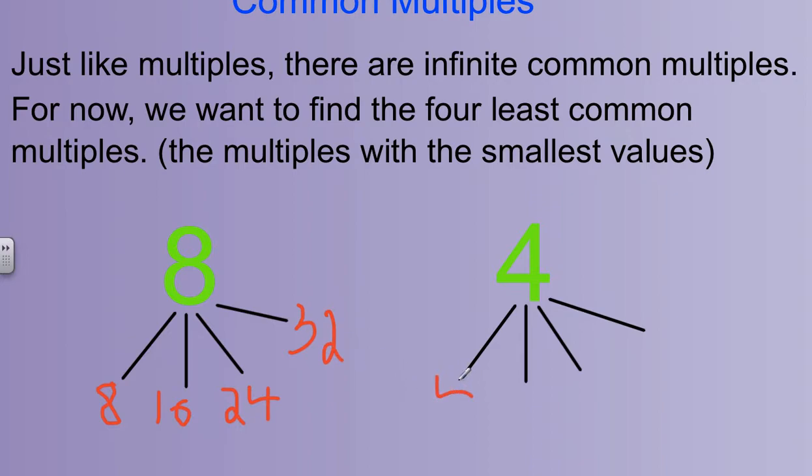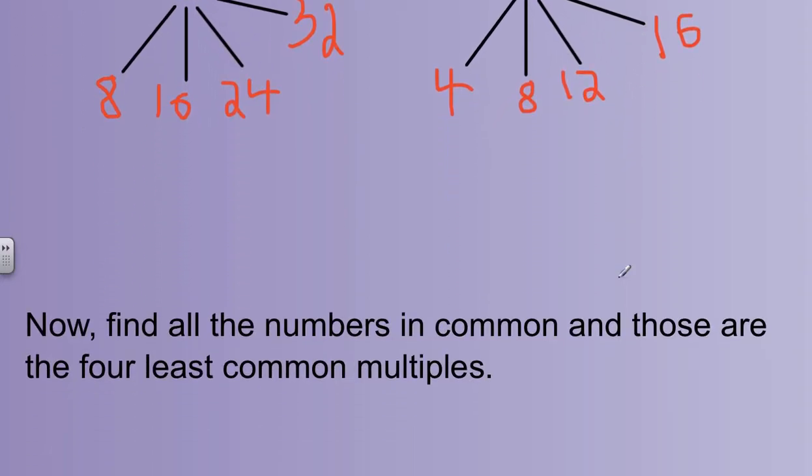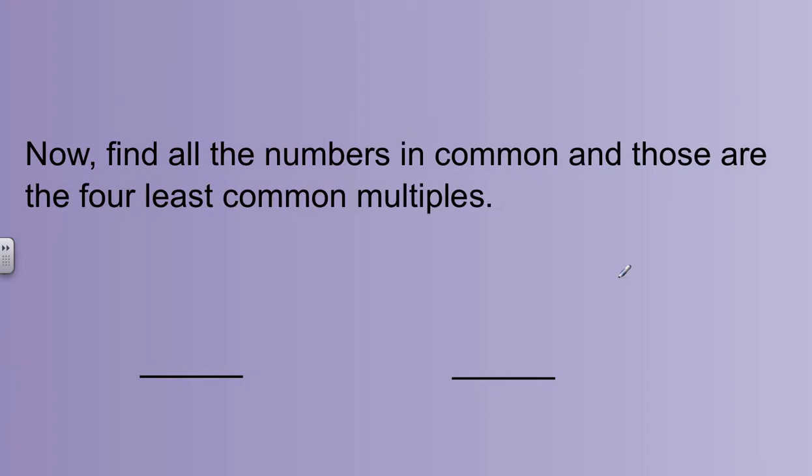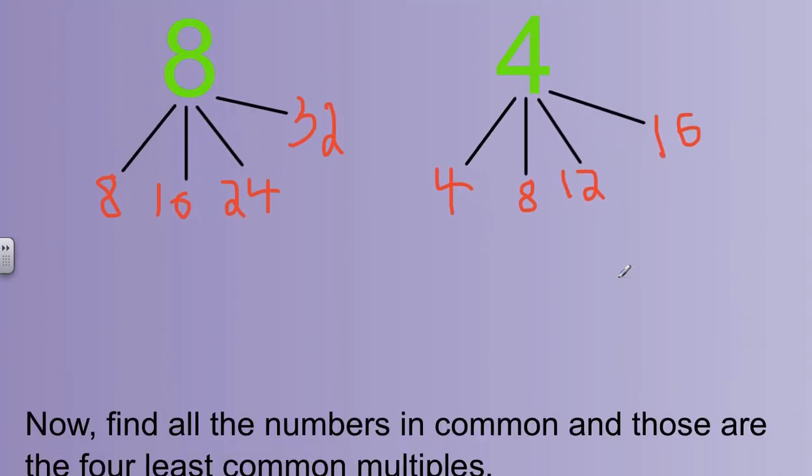Now let's find it for 4. We have 4, 8, 12, and 16. Once again, how do we get these numbers? Well, 8 times 1 is 8, 8 times 2 is 16, 8 times 3 is 24, and 8 times 4 is 32. 4 times 1 is 4, 4 times 2 is 8, 4 times 3 is 12, and 4 times 4 is 16. So now all we have to do is find all the numbers in common, and those are the least common multiples.